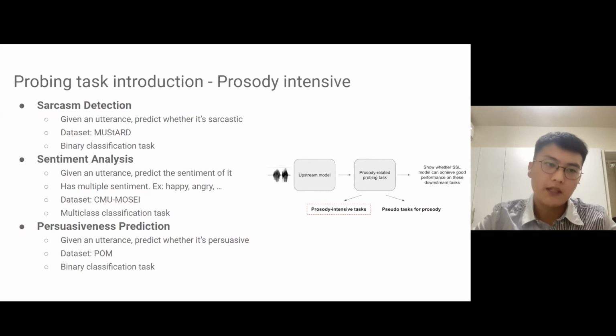We have 3 probing tests in this category. The first is sarcasm detection, where given an utterance, we want to predict whether it is sarcastic or not. The dataset we use is MUStARD, and it is a binary classification task.